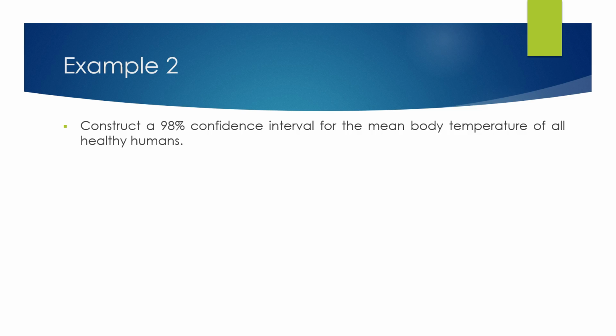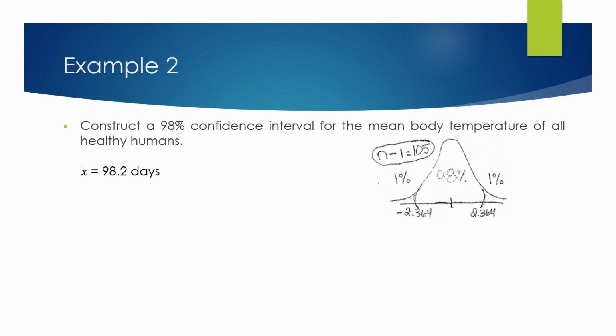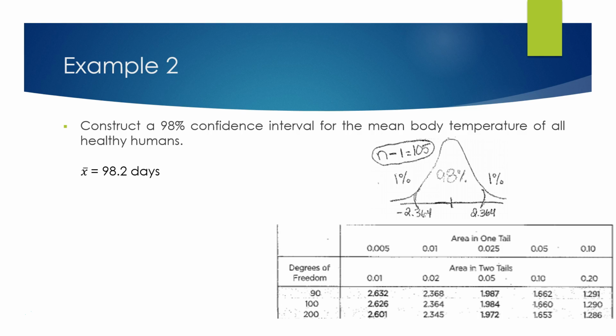So construct a 98% confidence interval for the mean body temperature of all healthy humans. Again, I always start with the sample mean, which is our point estimate of 98.2 degrees. And so here is a drawing of the picture. We have 98% in the middle. We have 1% on either end. And then that circled on the top, n-1. This is the number of degrees of freedom.